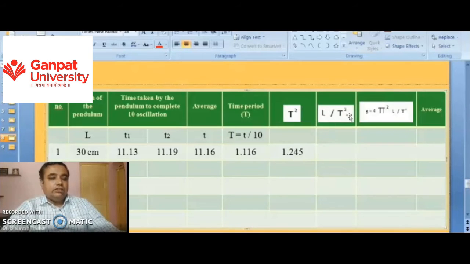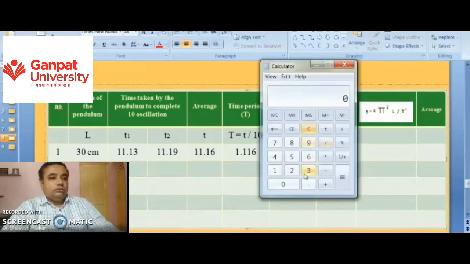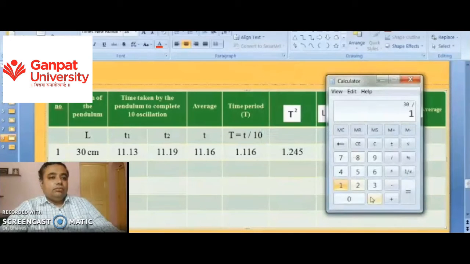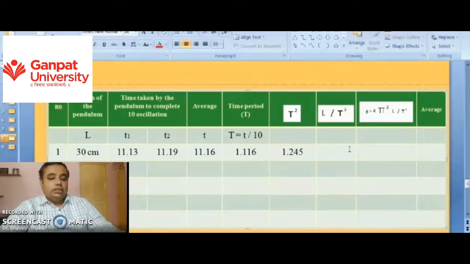Now L by T square. L is 30 and T square is 1.245. So 30 divided by 1.245 will be 24.096. So that will be the L by T square. Now, this is how we get the gravitational acceleration g.